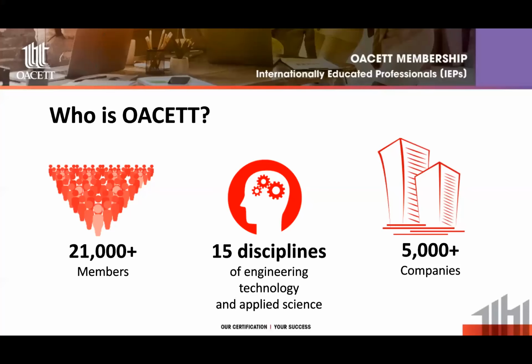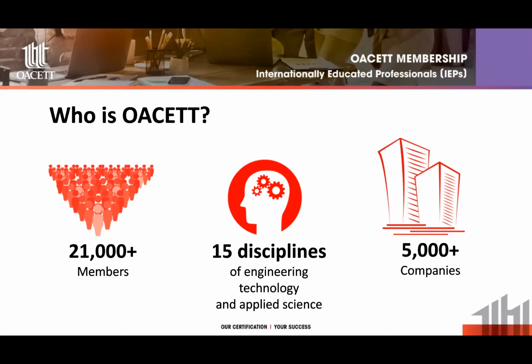So who is OACETT? Because I know this is a very long acronym. We are the Ontario Association of Certified Engineering Technicians and Technologists. That's a long acronym and an even longer name, but the name tells you exactly who we are and what we do, which is the beautiful part about it. We're an association. We've been around since 1962, and we represent predominantly college-educated engineers. However, many university-educated engineers, especially people who are internationally educated, do join us as well. And I'll get into that more in a minute.